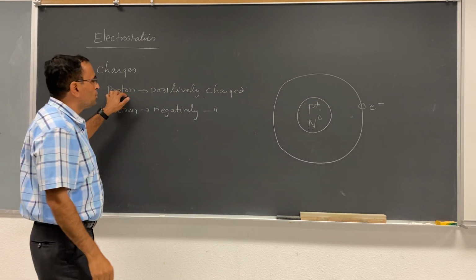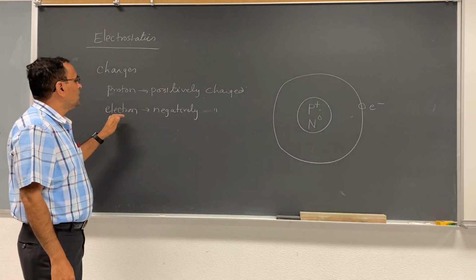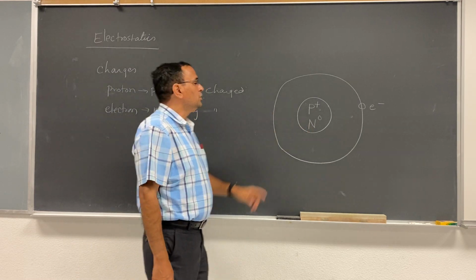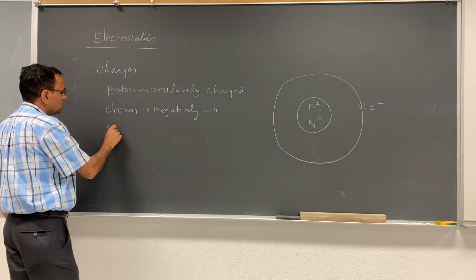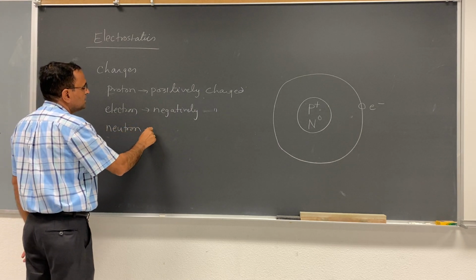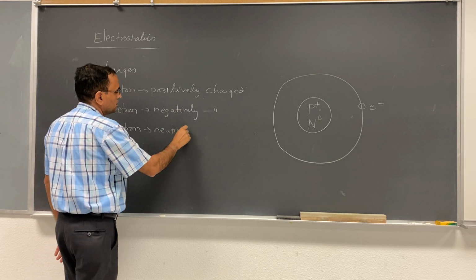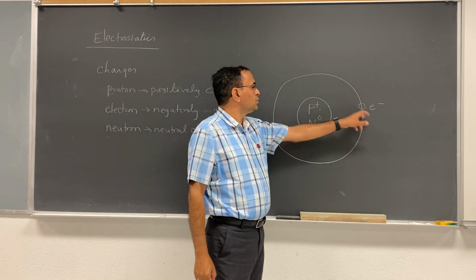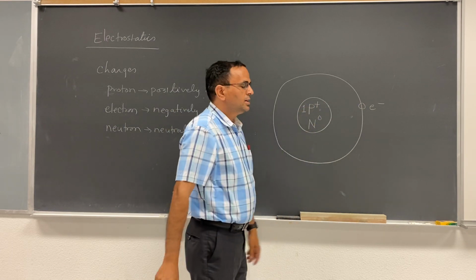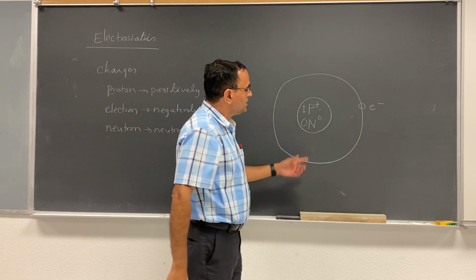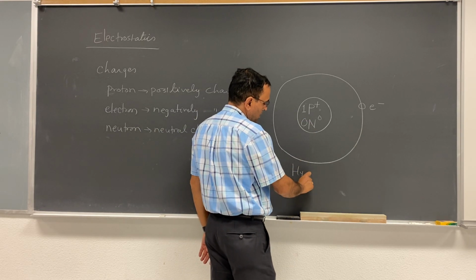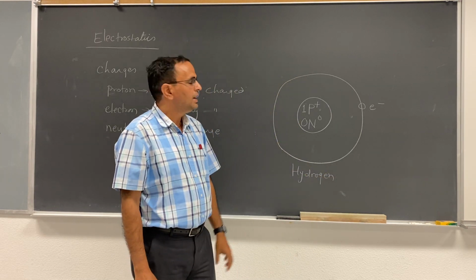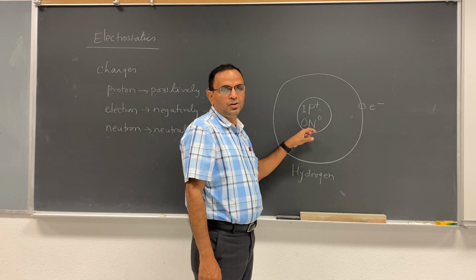So I told you that the proton is positively charged, electron is negatively charged, and there is another particle, neutron. Neutron is neutral, no charge. And in this case particularly, if you have one electron and one proton only, then there is no neutron, because this is hydrogen atom. In hydrogen atom there is no neutron, and this is the lightest atom.